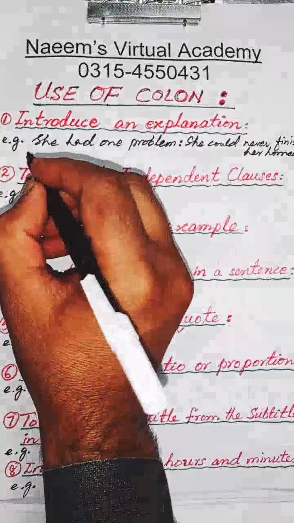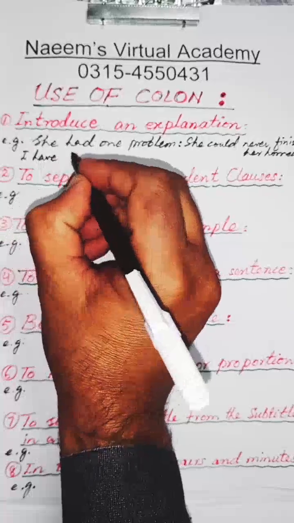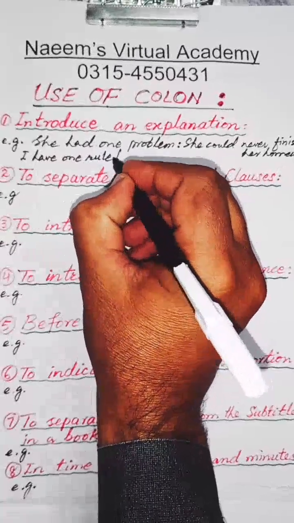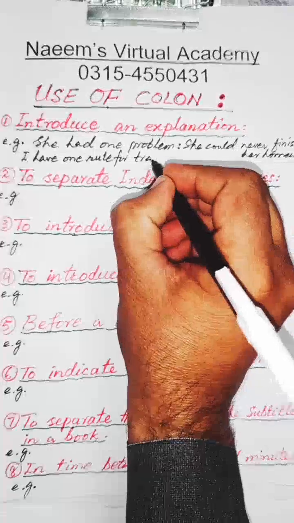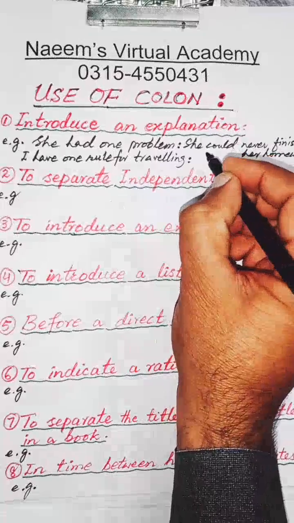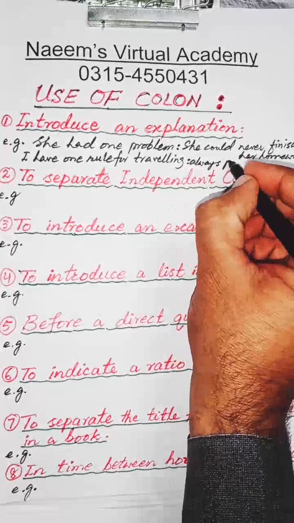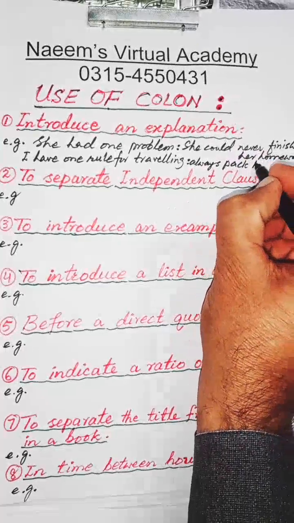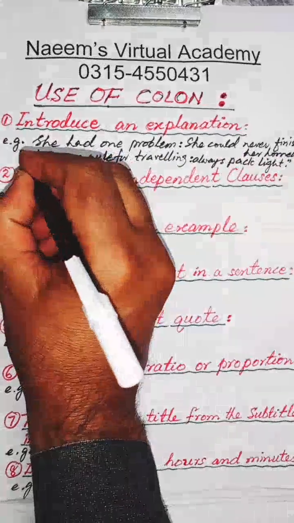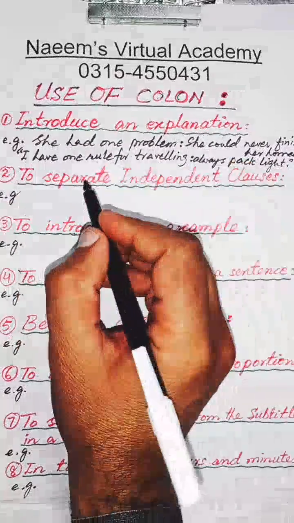Right? Another example, if I want to quote for you that I have one rule. I have one rule for traveling. What is that rule? Colon. Now I'm gonna explain it. Always pack light. Now that's my rule. Right? Full stop. And you can place inverted commas because these are my original words. So first use is to introduce an explanation like this.